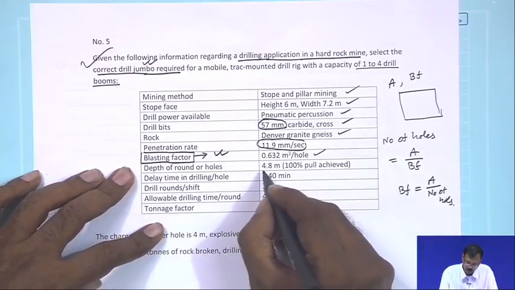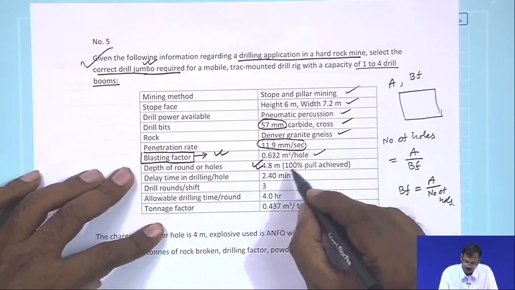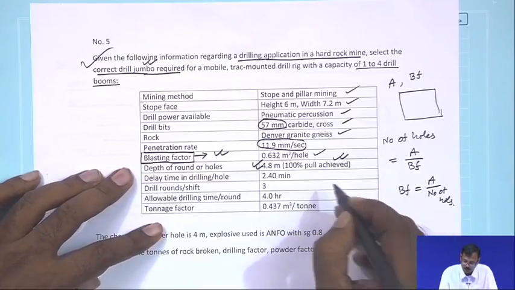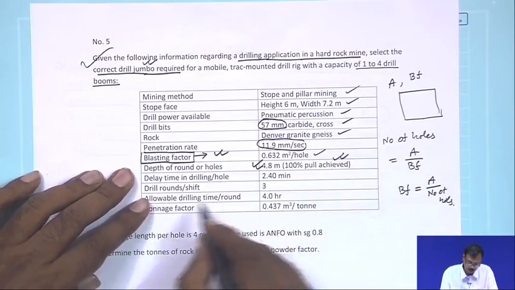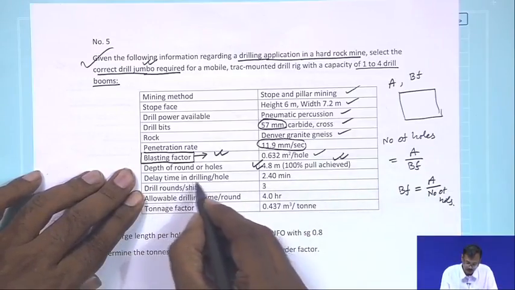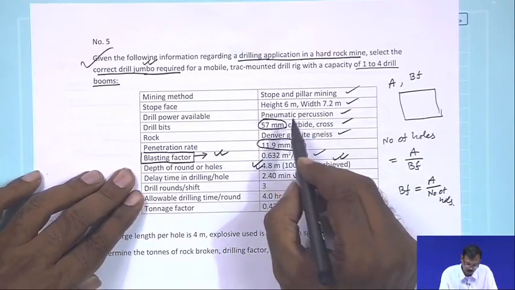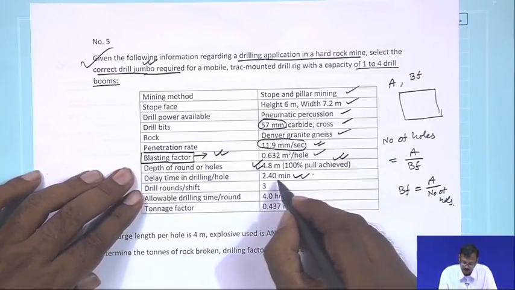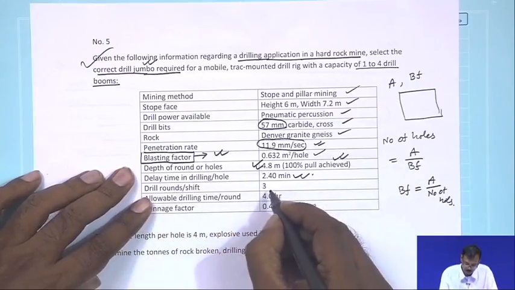Depth of the round, that means the length of drilling, is given as 4.8 meter. It is also mentioned that 100% pull is achieved, which is very optimistic, but let us consider that this may be possible with favorable rock mass conditions. In fact, delay timing in a drill hole is given, because we need this: as you know, penetration rate and drilling rate are different. So, to get the drilling rate, this is essentially required. Number of drill rounds per shift is 3.